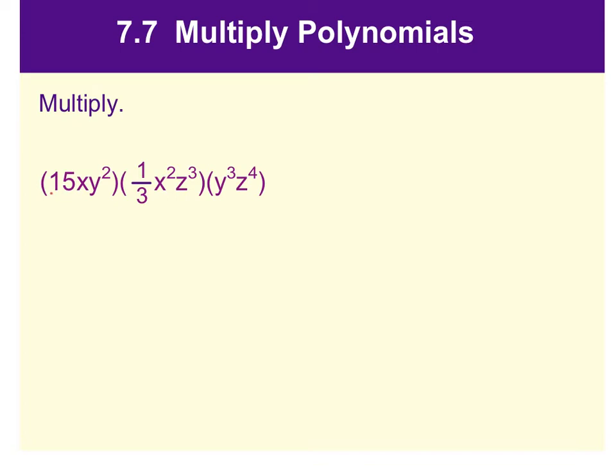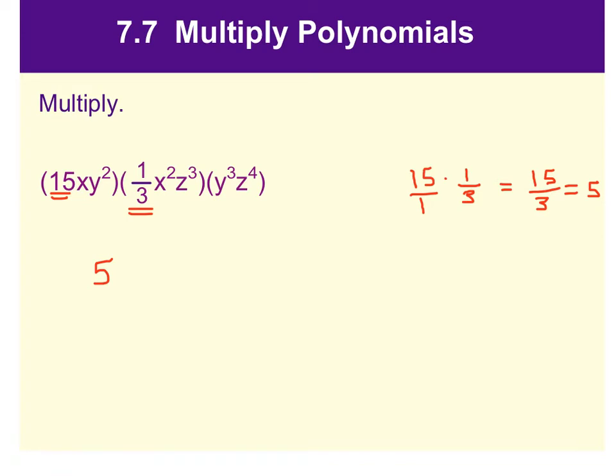So for example, you have a 15 out in front of the xy squared. You can go ahead and multiply that with the 1/3 of that monomial. 15 times 1/3, if you think about it as 15 over 1, multiply straight across, you get 15 over 3 or 5. So our answer is going to have a 5 in it.